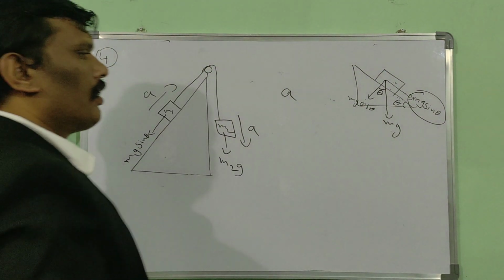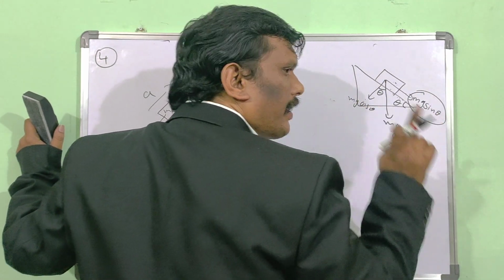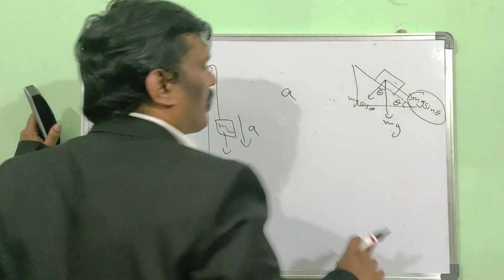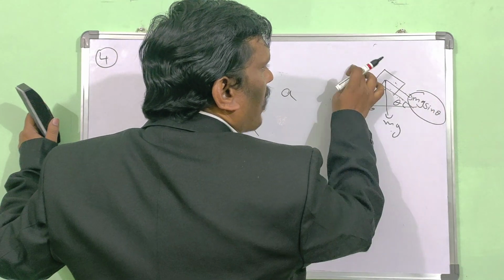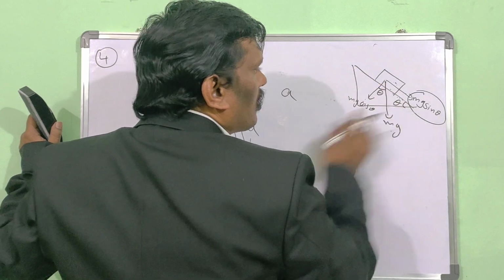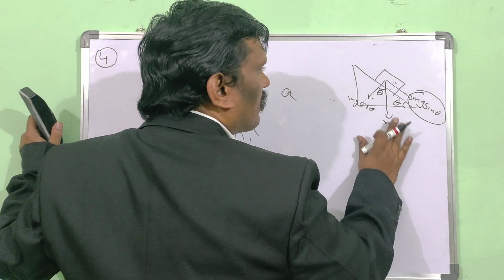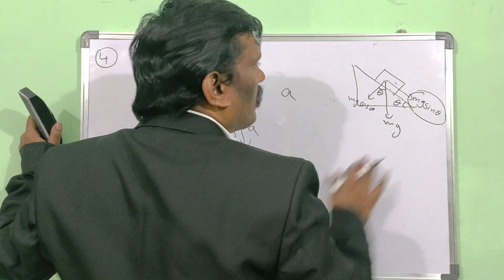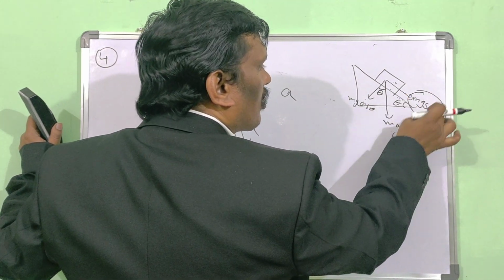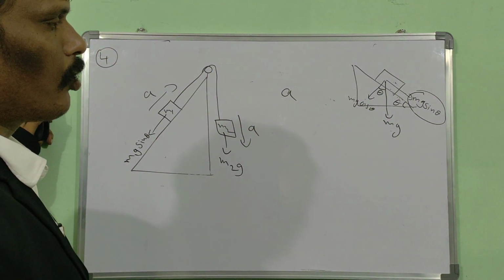Weight acts always vertically down. But what is the weight along the inclined plane? I need to take only the parallel component of weight. Parallel component means the component is parallel to the inclined plane. And one more component is perpendicular to the inclined plane. So along the inclined plane I need to consider not mg, but only the component parallel to it, that is mg sin theta. That is the only weight acting on the body along the inclined plane.